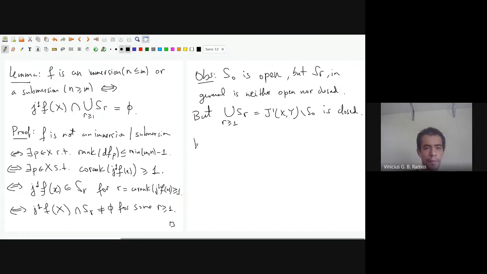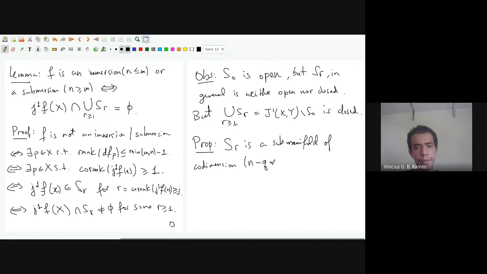So now let's prove a proposition. Let's prove that these S_r are actually submanifolds. Proposition: S_r is a submanifold of codimension (n minus q plus r)(m minus q plus r), where q is the min of m and n. Maybe if this observation is not completely clear, it will be through the course of this proof.